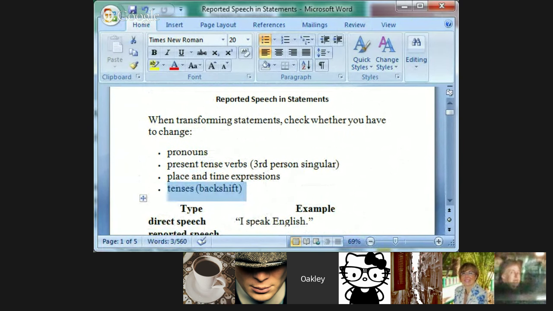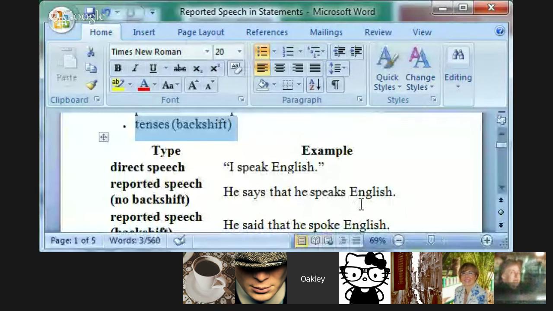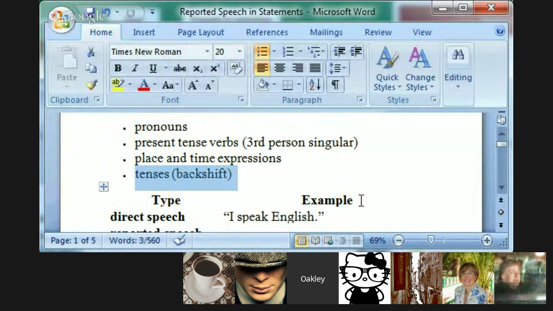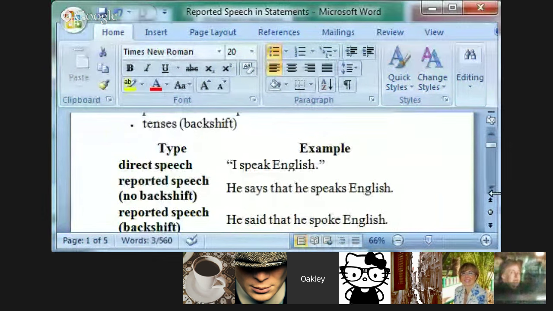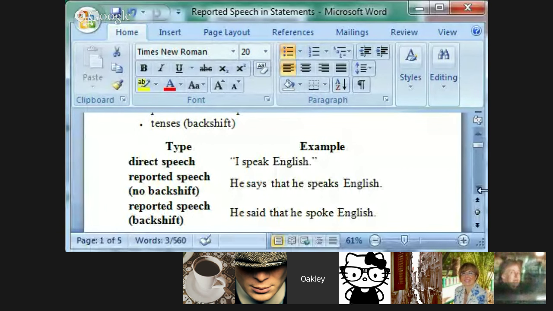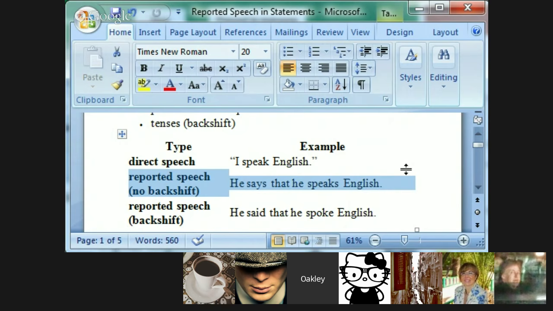Direct speech is, I speak English. As an example, reported speech with no backshift: He says that he speaks English. In this case, you're talking about what he said, but you're talking about it directly, like the old man with a hearing aid.